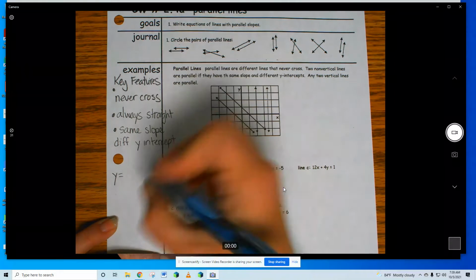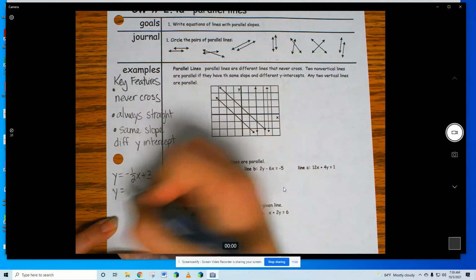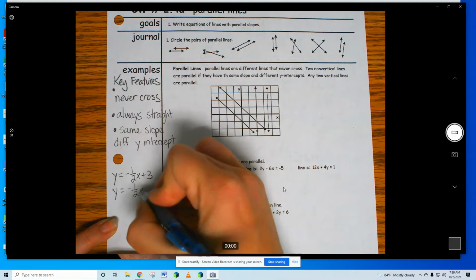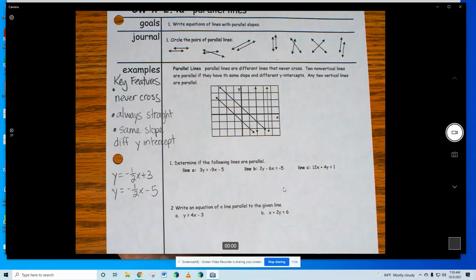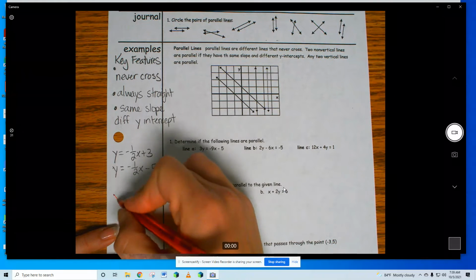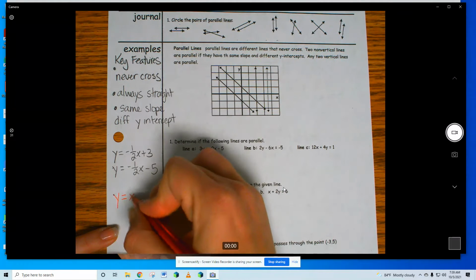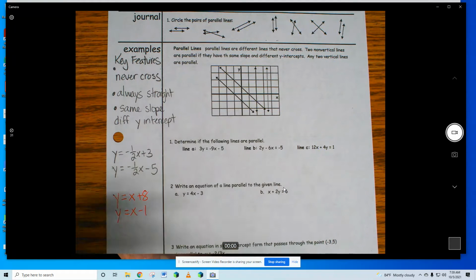Y equals negative 1/2 x plus 3 and y equals negative 1/2 x minus whatever, 5. I could say anything. Let me do another color. That's one pair. Another pair. Y equals x plus 8. Y equals x minus 1. Those both have a slope of positive 1, 1 over 1.